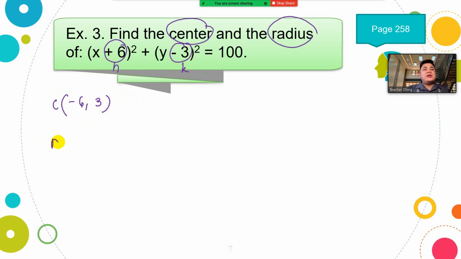So that's your center. And then for the radius, consider the right side of the equation, which is 100. And then get the square root of 100. Your radius is 10 units. Okay, so your answers are, the center is negative 6, 3, and the radius is 10 units. Okay?